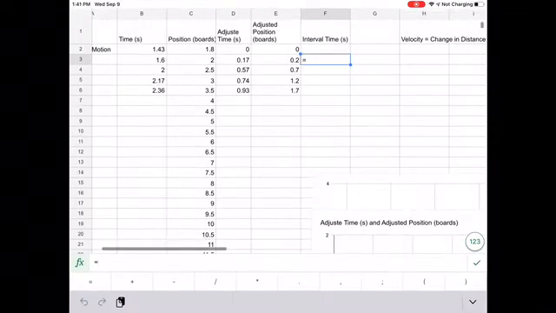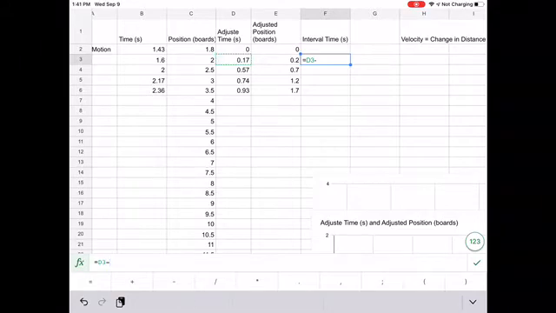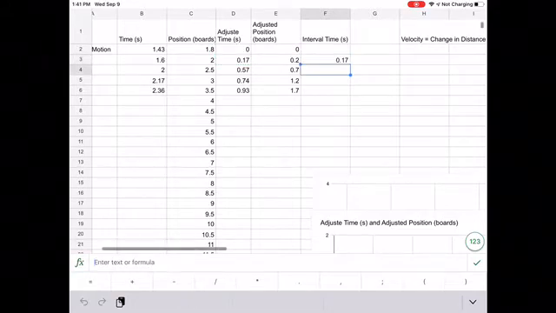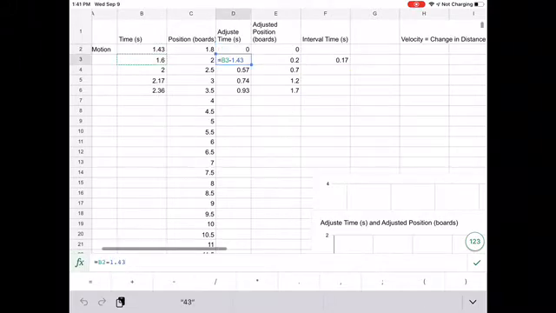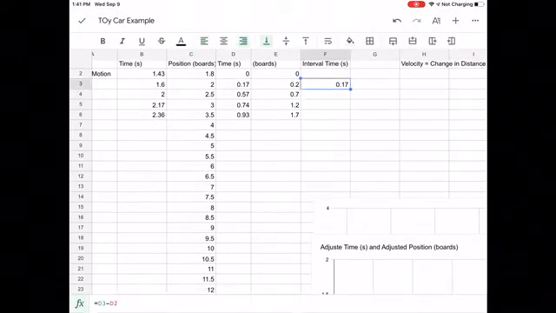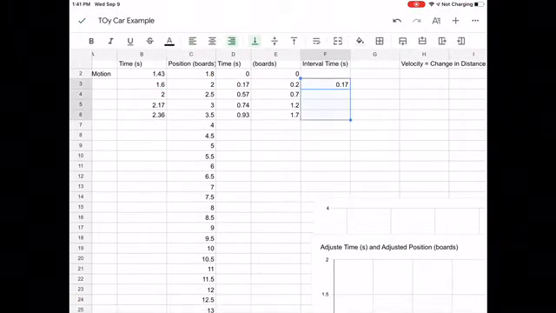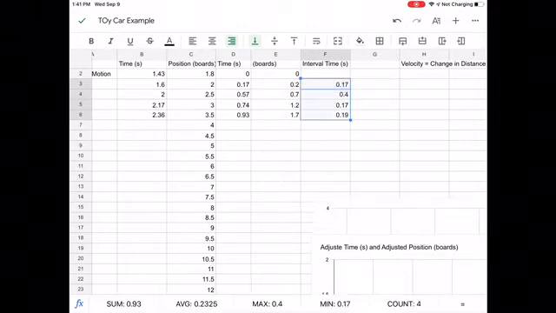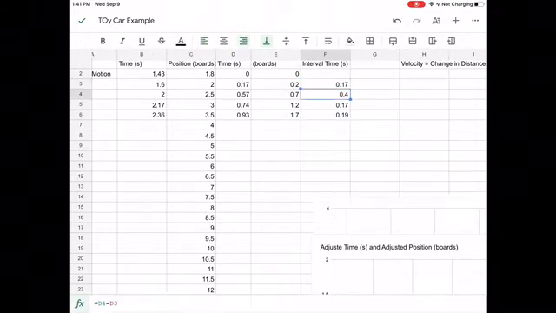We're going to put a formula in here, so equal, and we want to do this time minus the time before. So right there it says 0.17 seconds went by between 0 and 0.17. If we take that formula and we fill it down with the autofill, we can see here we have 0.4 seconds went by. And so the difference between 0.57 and 0.17, that is 0.4. So when we say interval time, that's the change in time between data points.